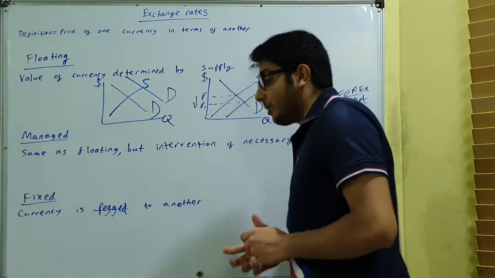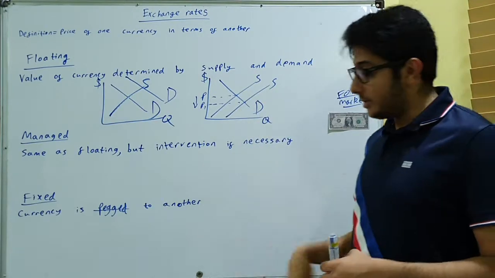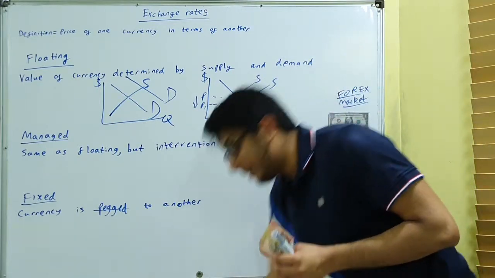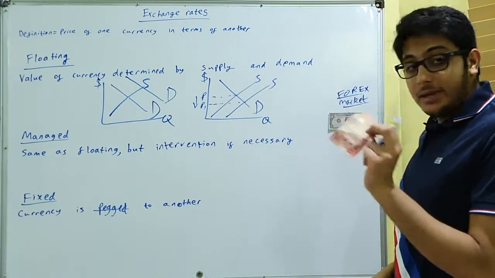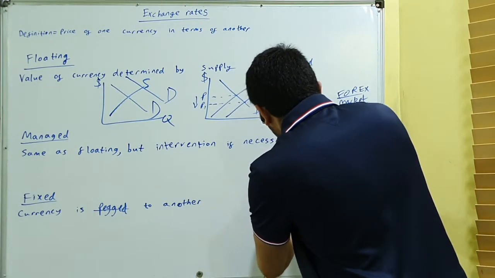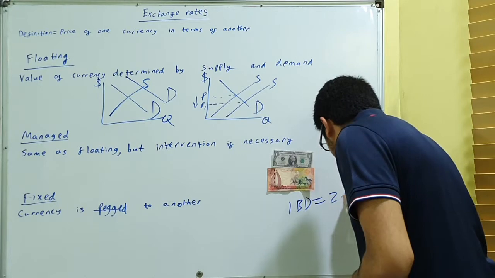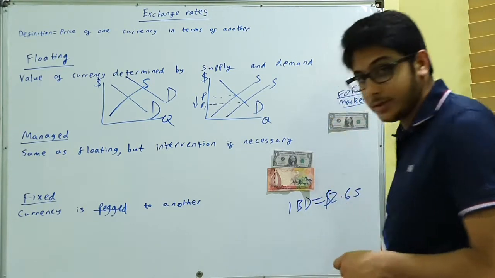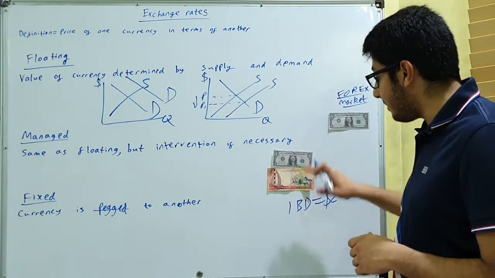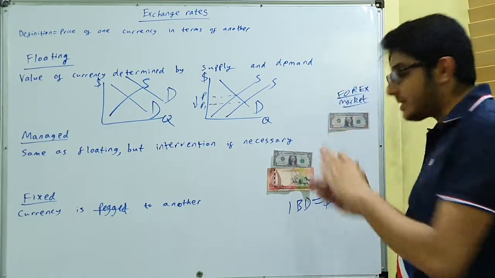This is the case with many GCC currencies, so many Gulf currencies, and they're pegged to the dollar. So for example, the Bahraini dinar, this is real money, this I printed it off, the Bahraini dinar is pegged to the dollar. So one Bahraini dinar is equal to $2.65. And the central bank makes sure that it stays that way because the currency is supposed to be pegged to the dollar. It's supposed to not change in value against the dollar.